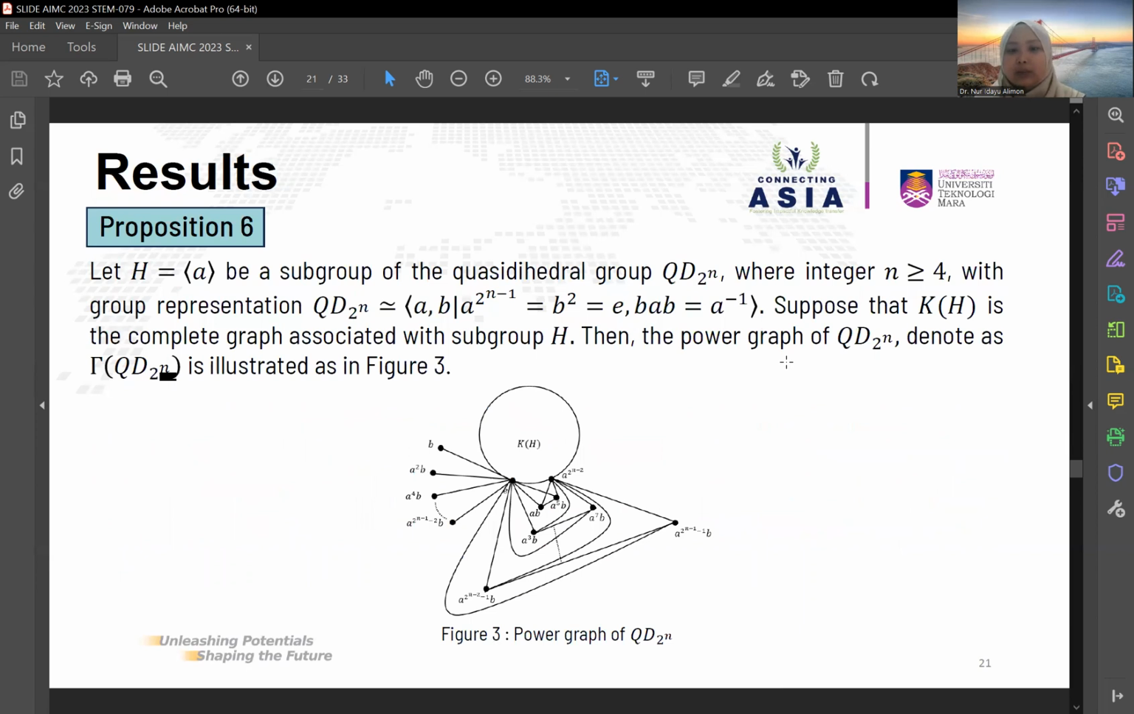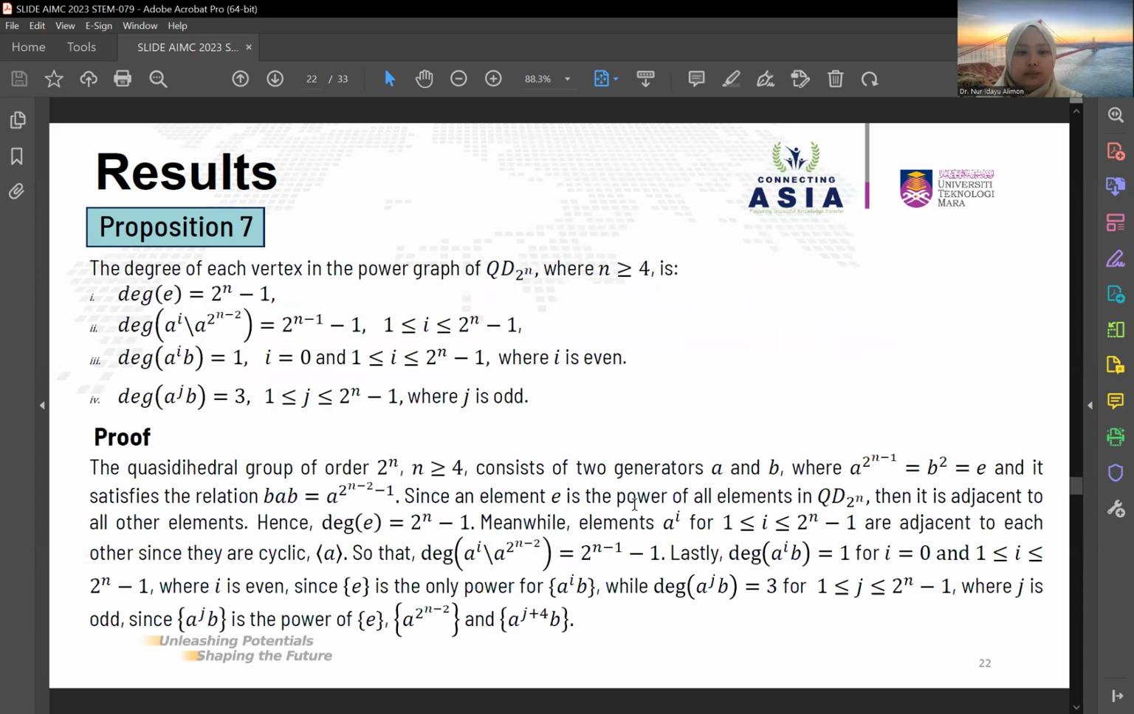And then we come up with this power graph of the generalized quaternion with the quasi-dihedral groups QD to the power of n. So this is the complete graph, and then the rest of the elements will be here. So from the graph, we determine the degree of each vertex. So we come up with this: degree E is equal to 2 to the power of n minus 1, and then degree A^i is equal to 2^(n-2), degree A^iB is equal to 1, degree A^gB is equal to 3. So this is the condition.